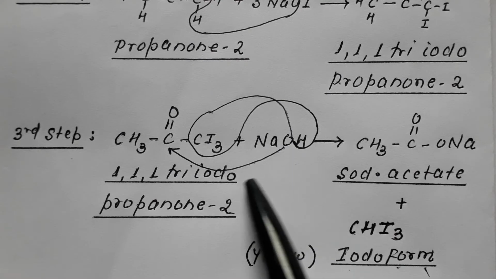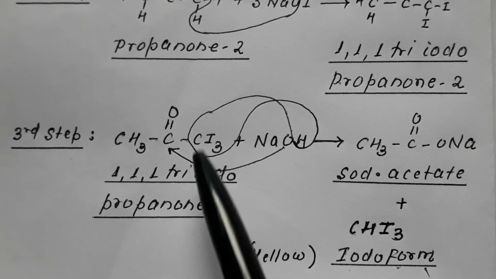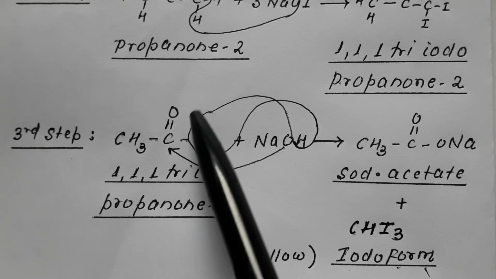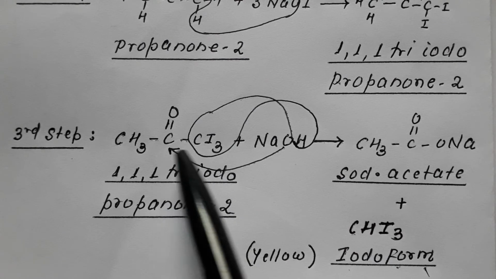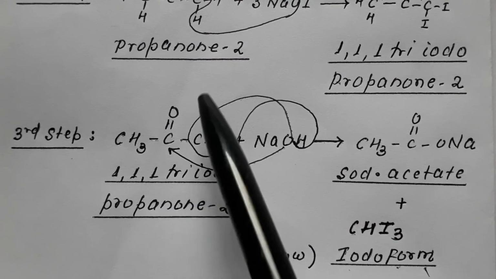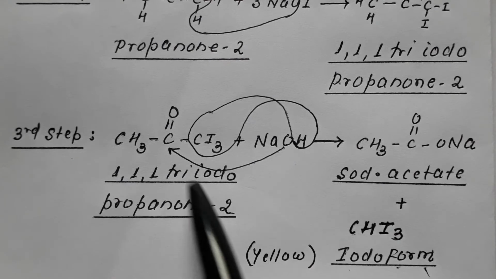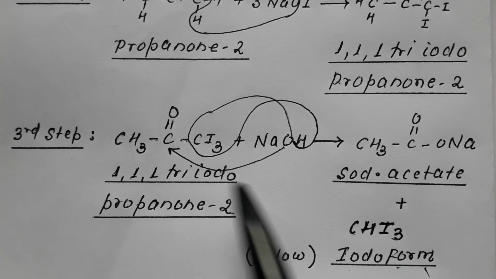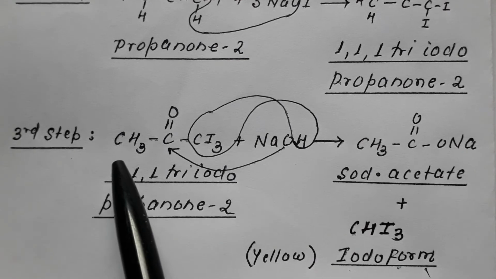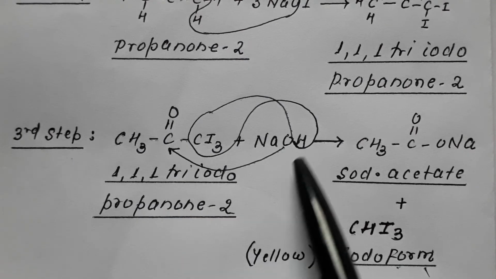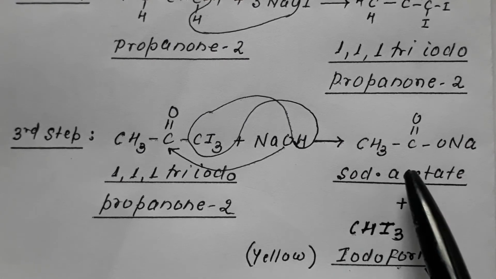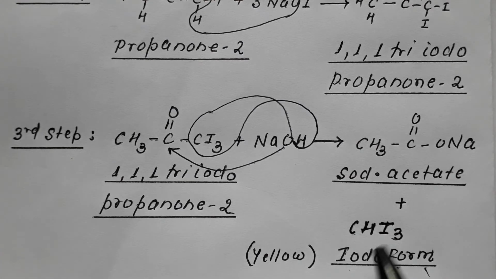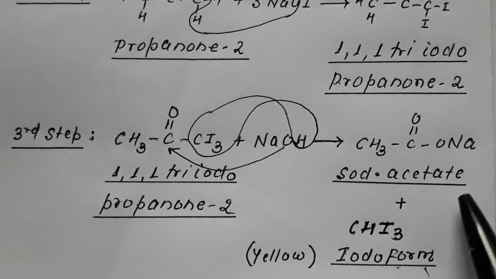This O and Na combine. So what is happening? The carbonyl bond is breaking, and this O and Na come over here, resulting in formation of CH3, C double bond O, ONa, that is a molecule of sodium acetate.